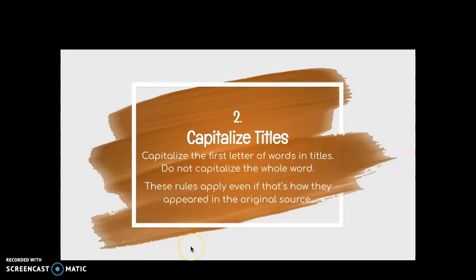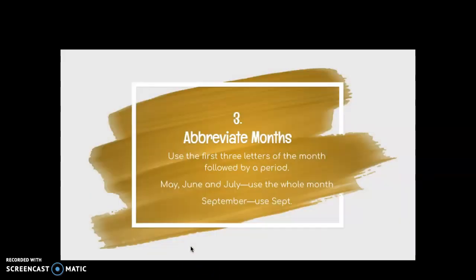So even if the words weren't capitalized in the original title, you still have to do it on your works cited. The next rule is that you need to abbreviate the months of the year. You use the first 3 letters of the month followed by a period. May, June, and July should be spelled out. September is SEPT, period. For May, June, and July, you won't need a period after it because they're not abbreviated. But if you did March, it would be MAR, period.